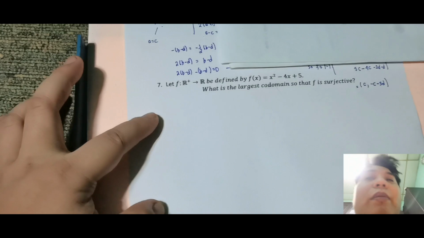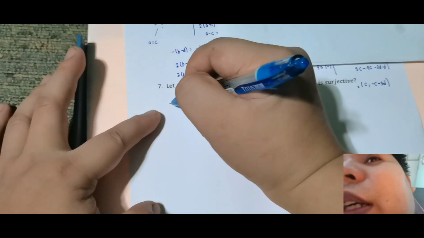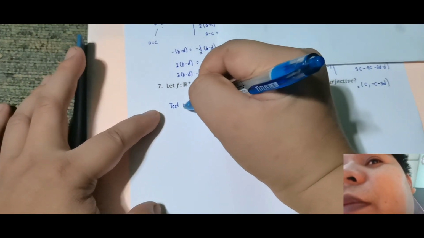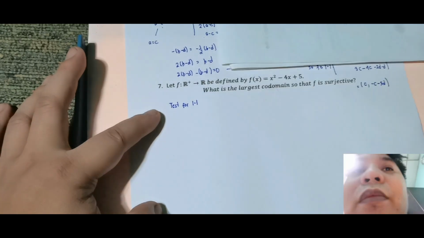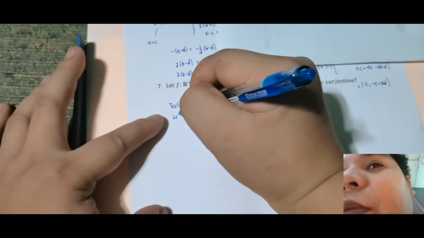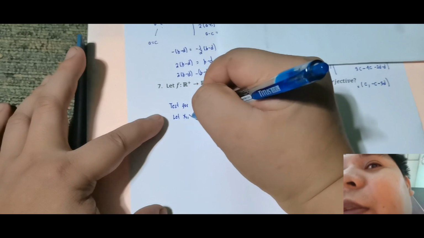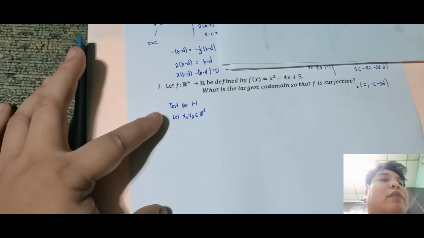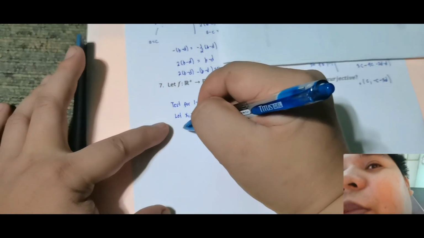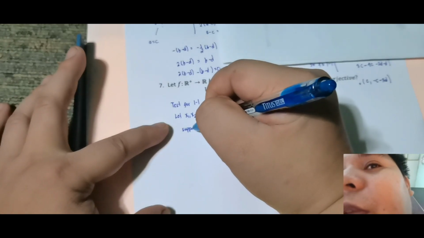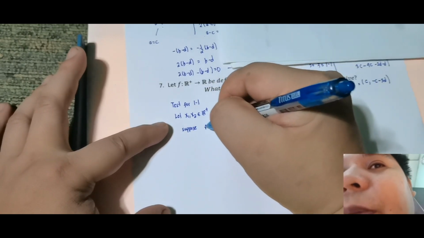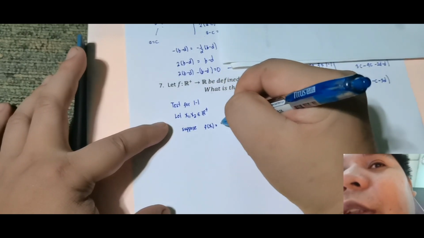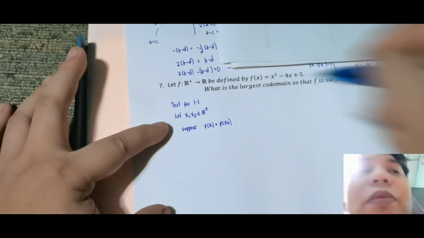So meaning sa codomain mismo, anong largest codomain yung kailangan natin para maging surjective si f? Okay, so for the meantime, i-test ko muna kung injective siya. So para makita nyo na rin paano gagawin pag ganito na yung given. So, test for 1-to-1. Okay, so let x sub 1, x sub 2, element ng R plus. Okay, so R plus yung pinapagamit. So, suppose f of x sub 1 is equal to f of x sub 2.